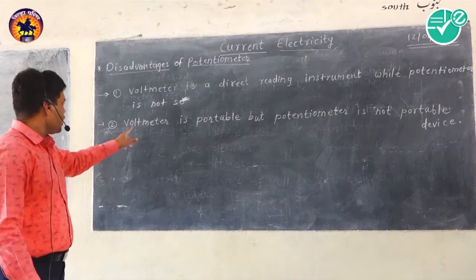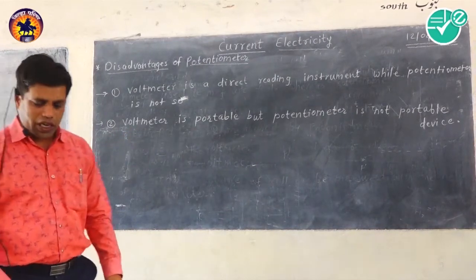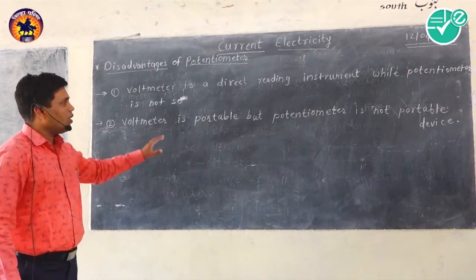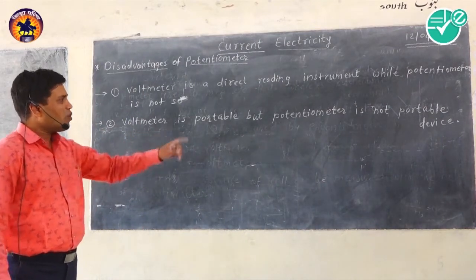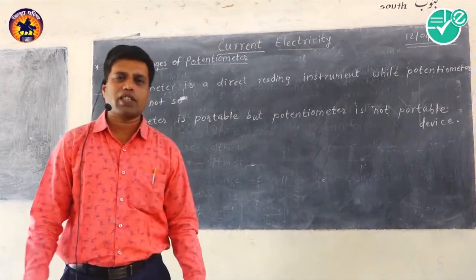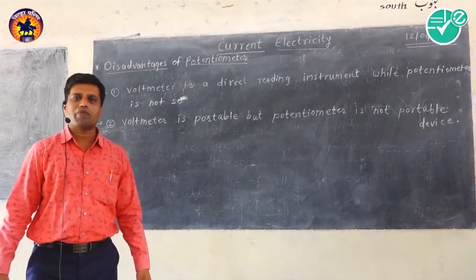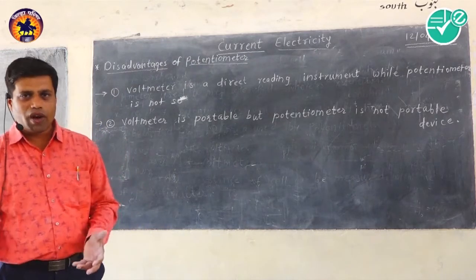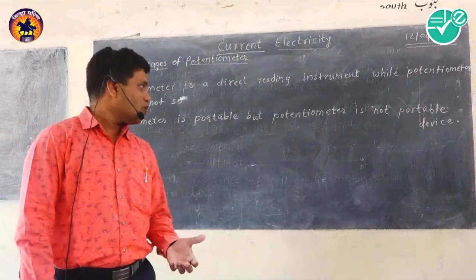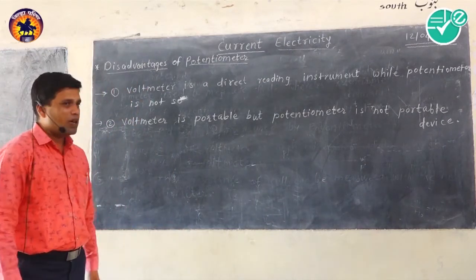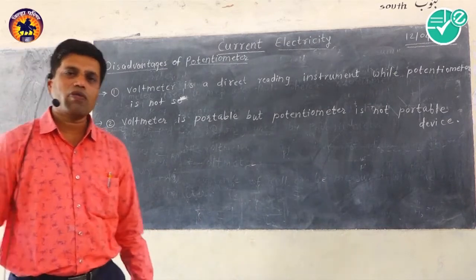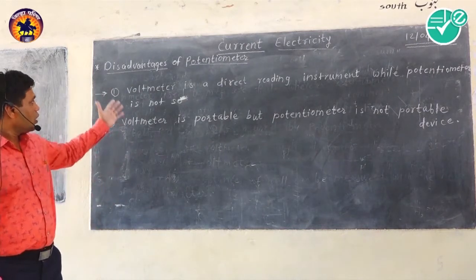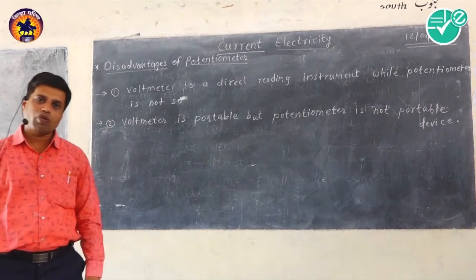And the second big disadvantage of the potentiometer is that the voltmeter is portable. It is small in size, but a potentiometer is not a portable device. It is a big device. It has so many components, that is battery, rheostat, key, and a wire several meters long. So that is why it is not portable, whereas a voltmeter is a portable device. So it is a major disadvantage of potentiometer that it is not portable. So these are two disadvantages of potentiometer over voltmeter.